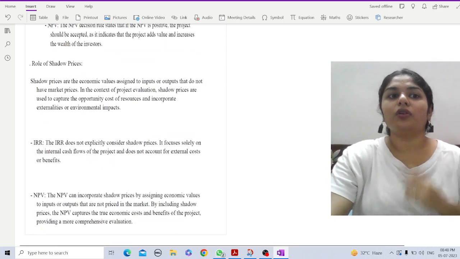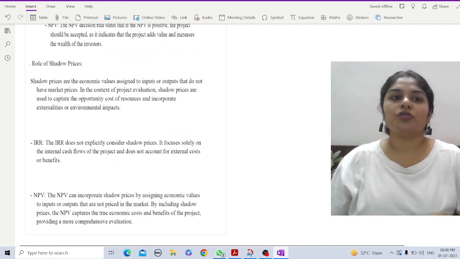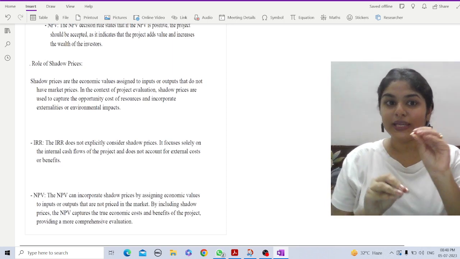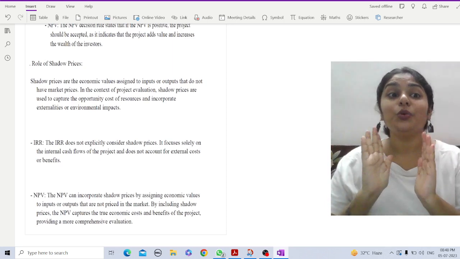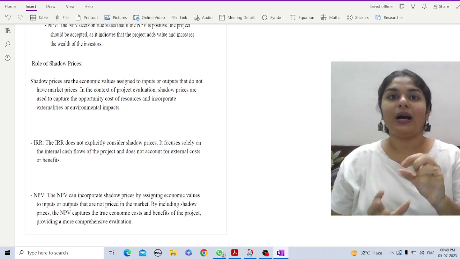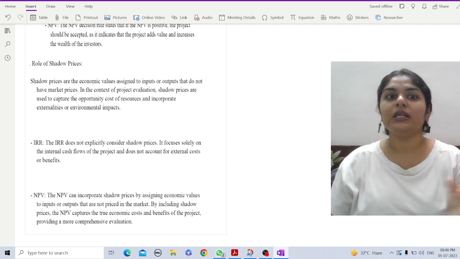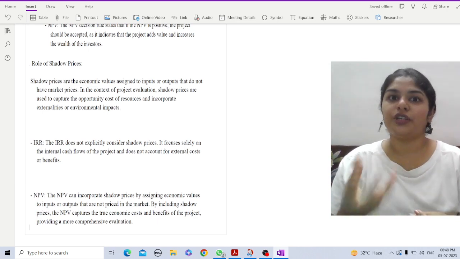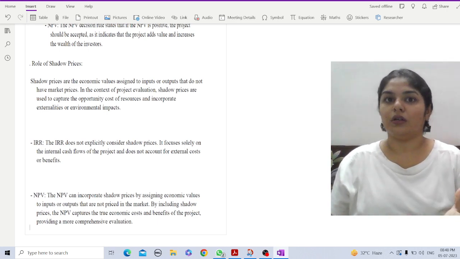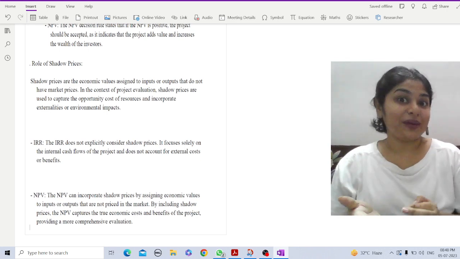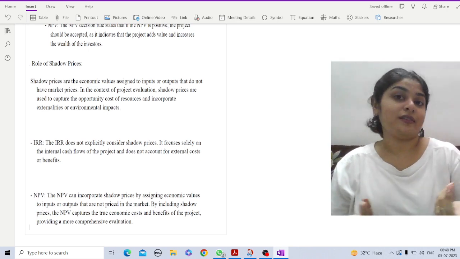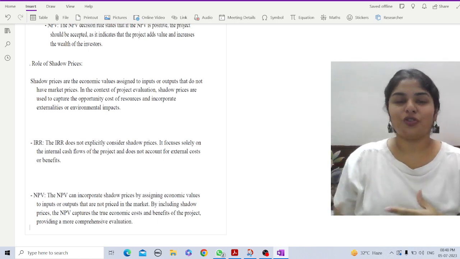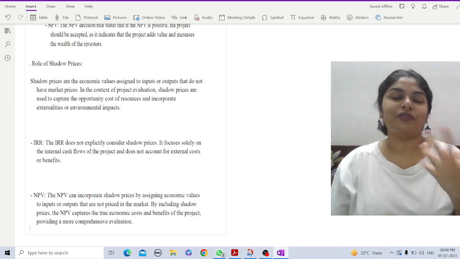Now if we talk about the context of shadow price, so what is shadow price? It is the economic value that is assigned to inputs or outputs that do not have market prices. Not according to the market price, but in order to compare, say, the opportunity cost of one for the other. That is not exactly the market price we are talking about, but opportunity cost, which is losing a chance of using something or substituting something. That is how we define shadow price.